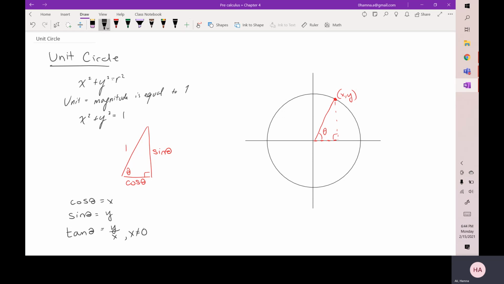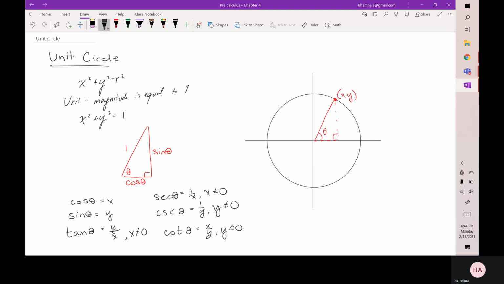And we can also define our reciprocal functions. So if I have secant of theta, I can define that as 1 over x, granted that x is not equal to 0. Cosecant of theta is equal to 1 over y, where y is not equal to 0. And last but not least, cotangent of theta is equal to x over y when y is not equal to 0. So when we get into graphing all of these functions, you'll see all these functions with numbers in the denominator are going to have asymptotes when x or y equals 0.